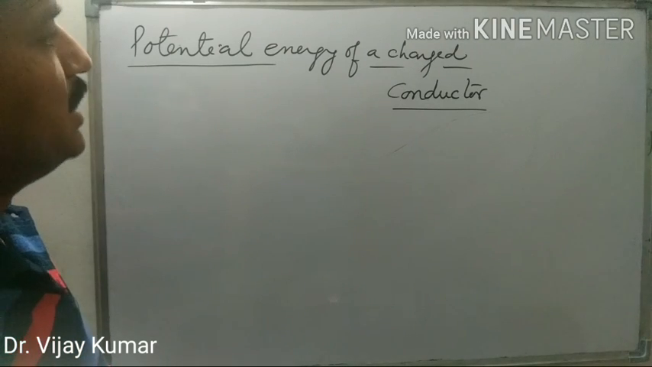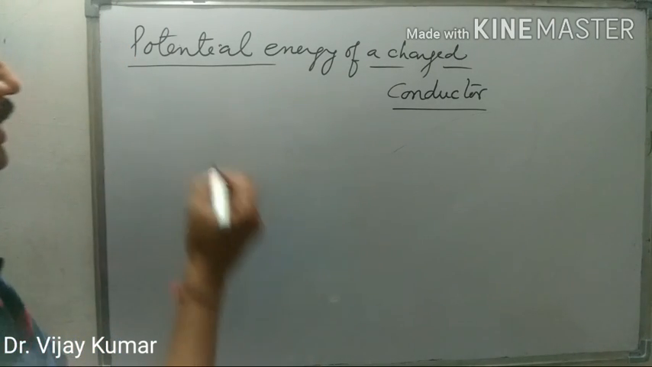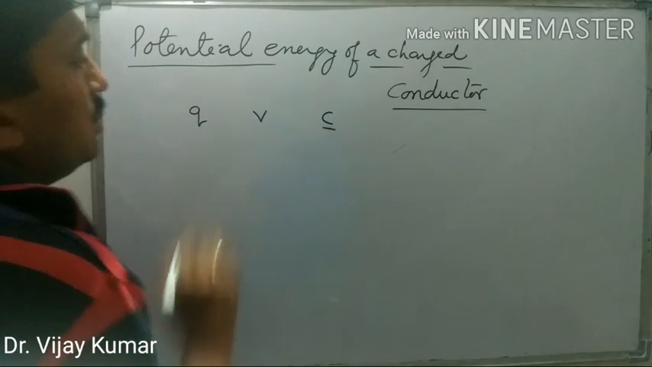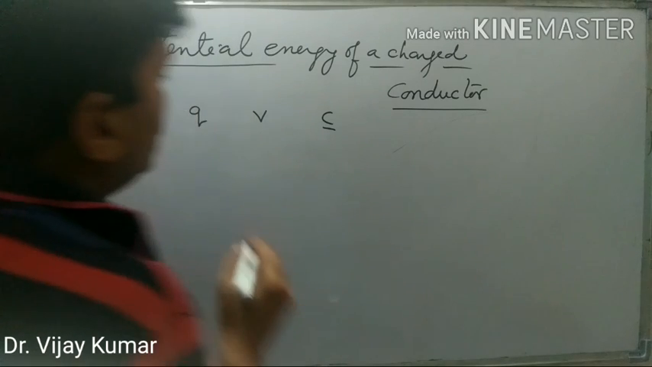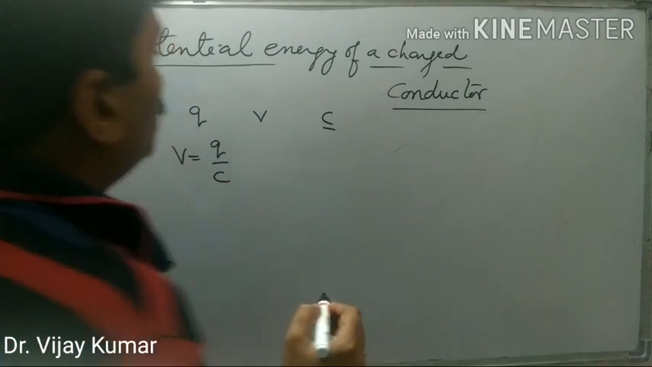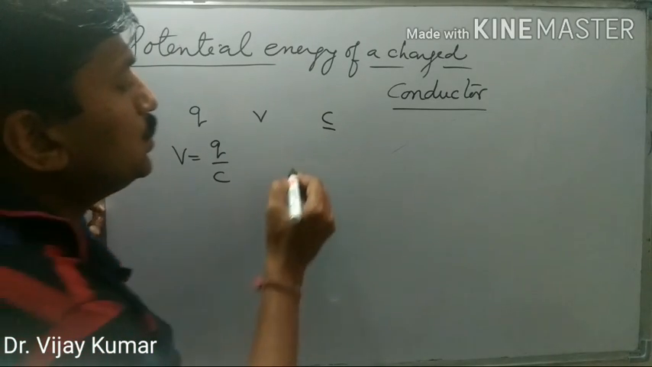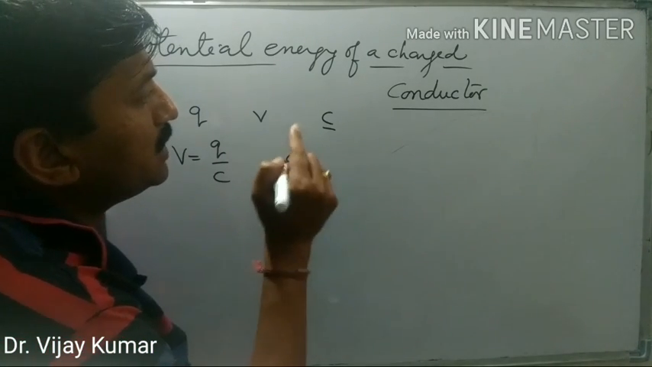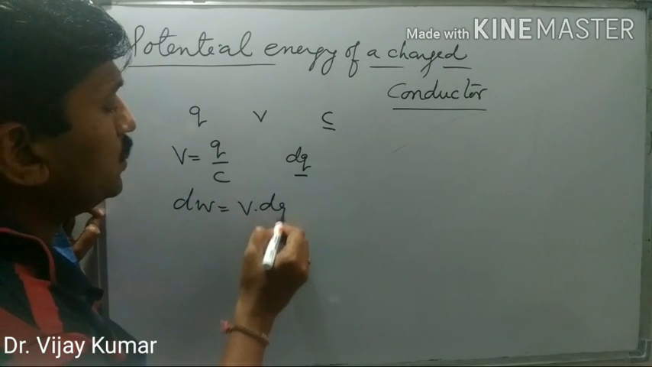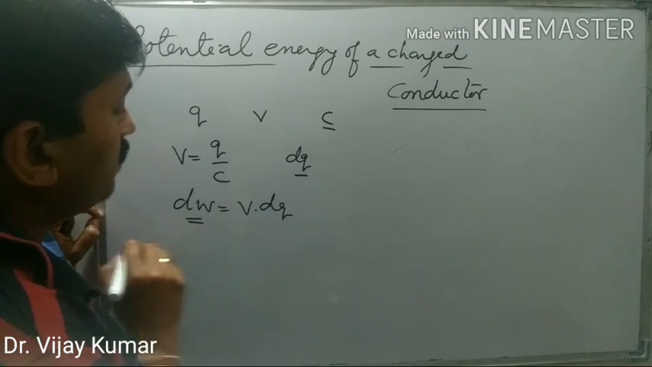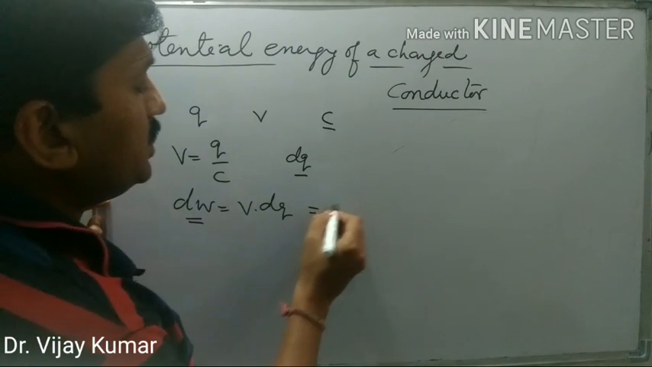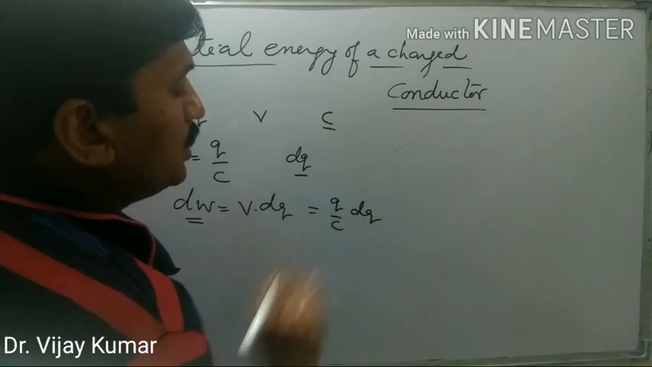Now, new topic: potential energy of a charged conductor. Suppose a conductor has a charge Q, potential V, and capacitance C. Suppose we bring a small charge dq from infinity to the surface of the conductor. Then the work done is dW = V dq, where dW is the work done to bring this small charge dq from infinity, and we know that V is Q upon C, so dW = (Q/C) dq.